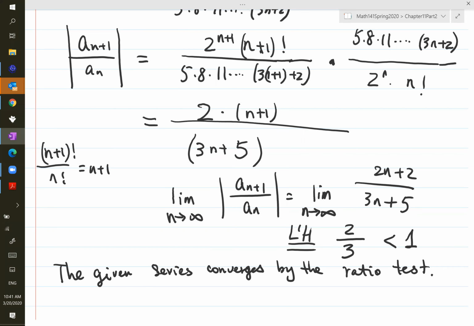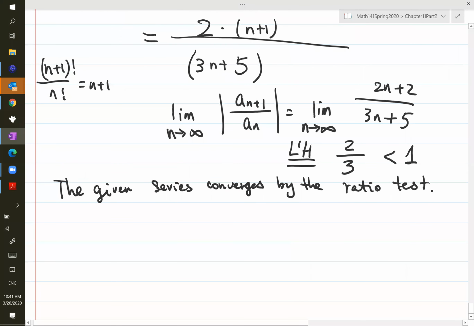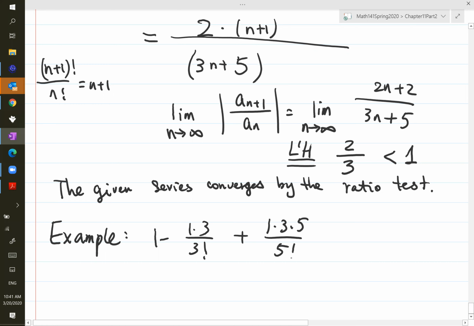Okay, now more examples. Let's see this example: 1 minus 1 times 3 over 3 factorial plus 1 times 3 times 5 over 5 factorial minus 1 times 3 times 5 times 7 over 7 factorial, etcetera. Find whether this converges or diverges.